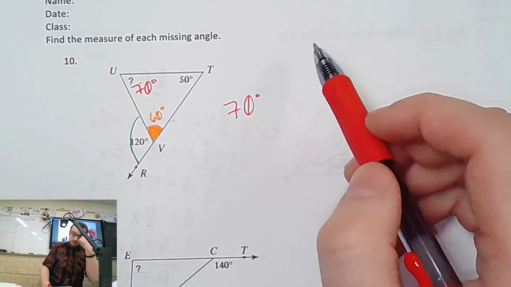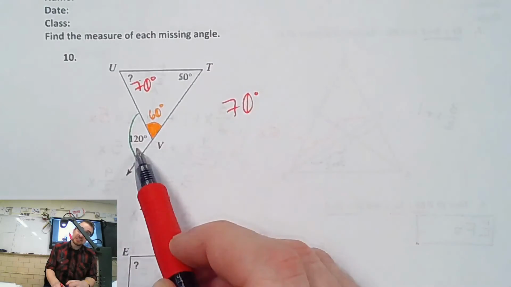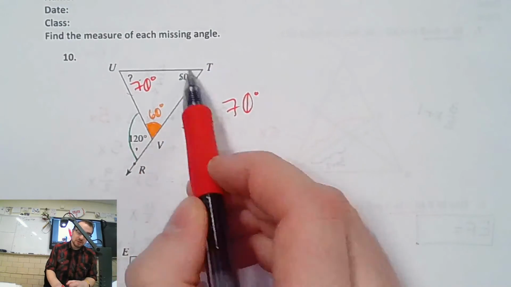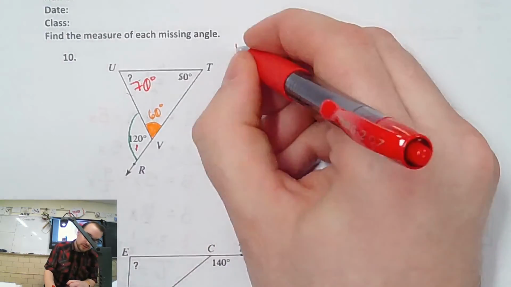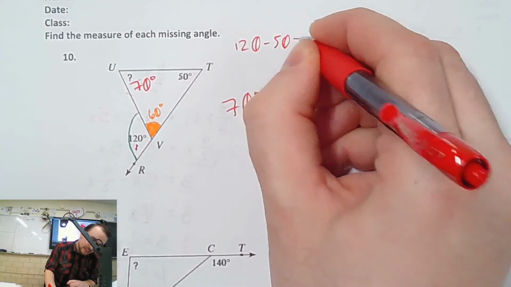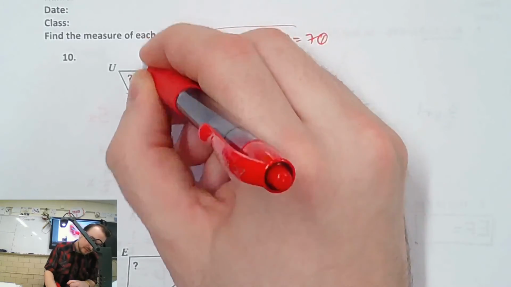Or, if you know, these two are the far away angles, and that's the exterior, right? These two always add up to this. So what plus 50 gets 120? So I do 120 minus 50, and I get 70. That's another way to do it.